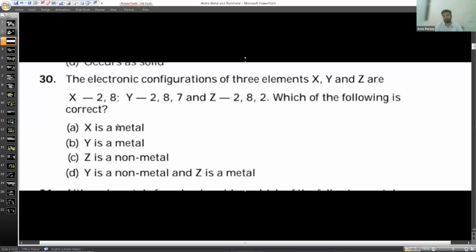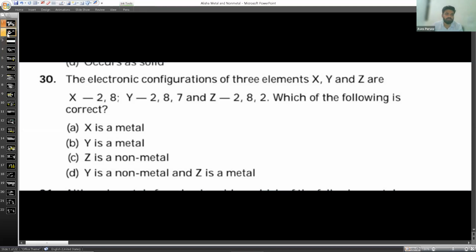Which is the correct answer here? Y is a non-metal and Z is a metal. Okay, good. Check whether you missed something.